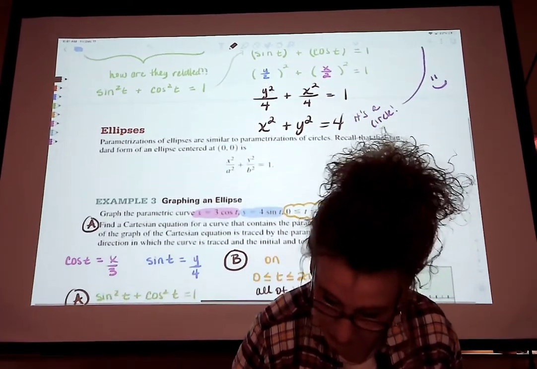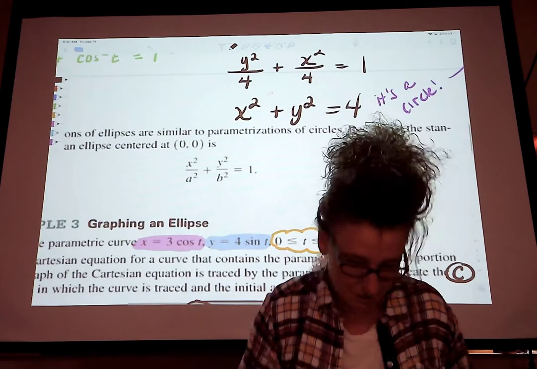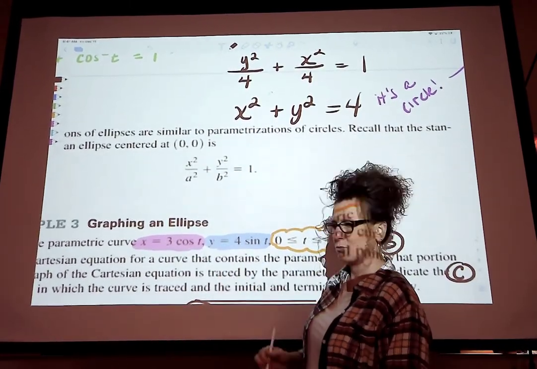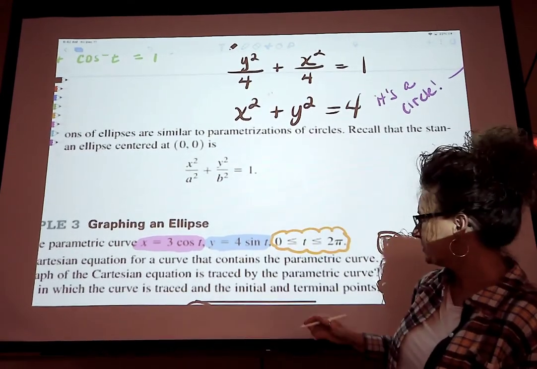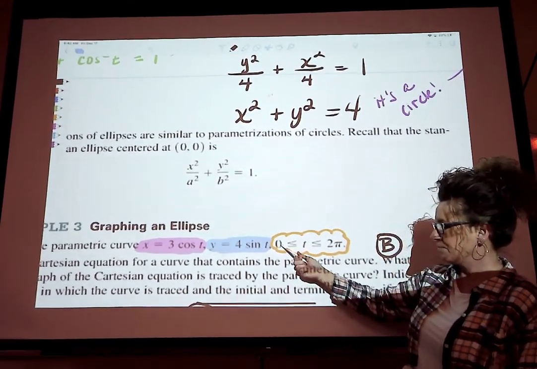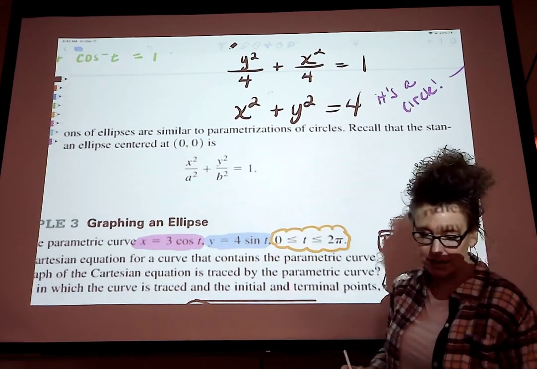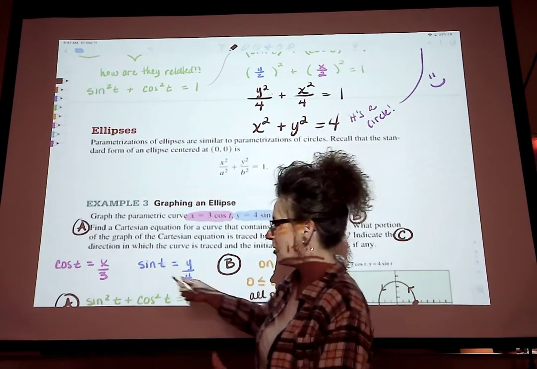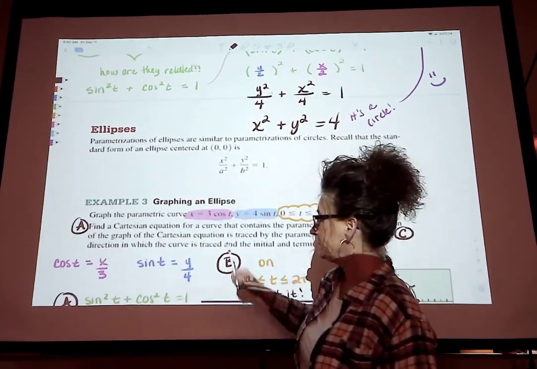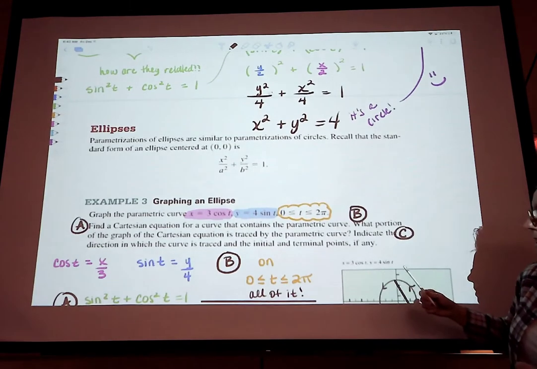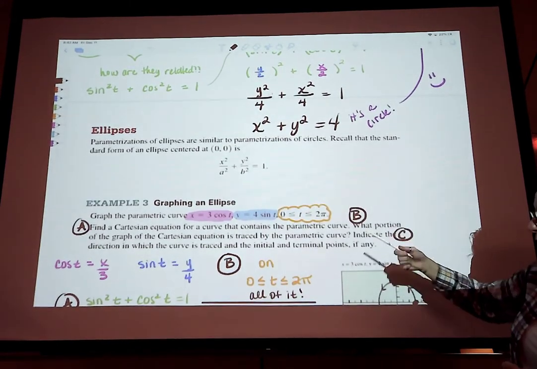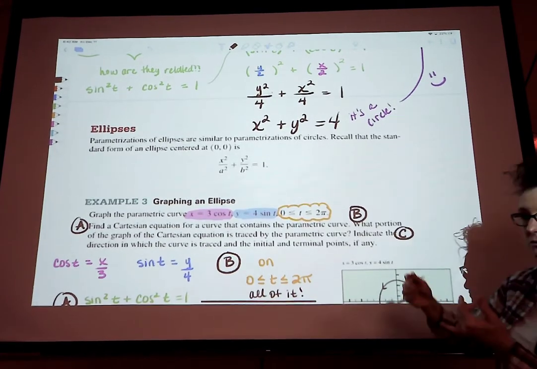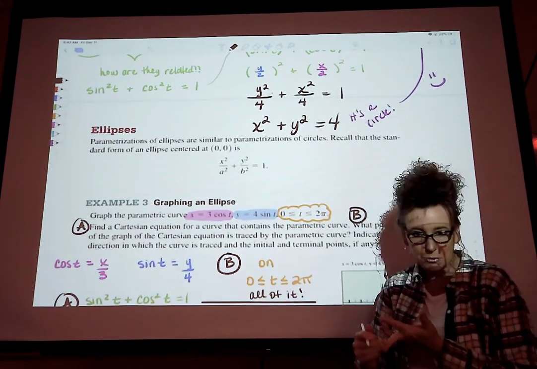All right, we're doing another one, kind of similar. You've got some kind of random x function, kind of random y function. They're both trig. I'm going to approach this one the same way. We're looking at only from 0 to 2 pi. And the problem asks us to do several things, so I've kind of labeled them so you'll know where we are. Find a Cartesian equation. What portion of the graph is traced, and then where did it start, where did it end, show us a progression.